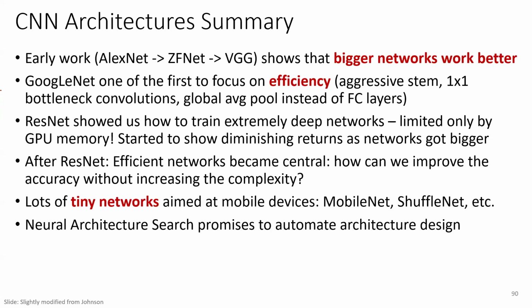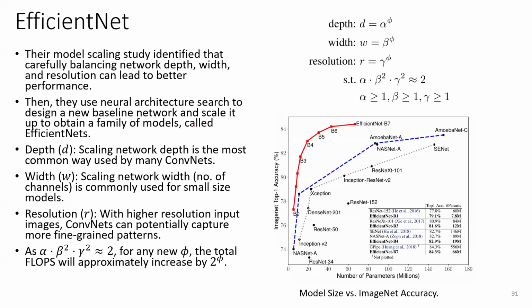What are these things GoogLeNet introduced? Then ResNet showed us how to train extremely deep networks, limited only by the GPU memory. It started to show diminishing returns as the network got bigger and bigger. After ResNet, efficient networks became central. How can we improve the accuracy without increasing the complexity? Lots of tiny networks were produced, MobileNet, ShuffleNet, and others. Neural architecture search promises automated architecture design. So these are the efficient nets.